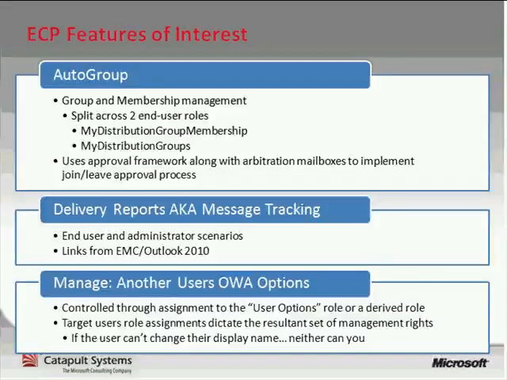So some features of interest for the Exchange Control Panel is Auto Group, which is group and membership management. It now splits across two end-user roles, My Distribution Group Membership and My Distribution Groups. This uses the approval framework along with arbitration mailboxes to implement a join/leave approval process. That's a fancy way of saying I can actually have an approval process where we send emails to grant somebody access to a group.